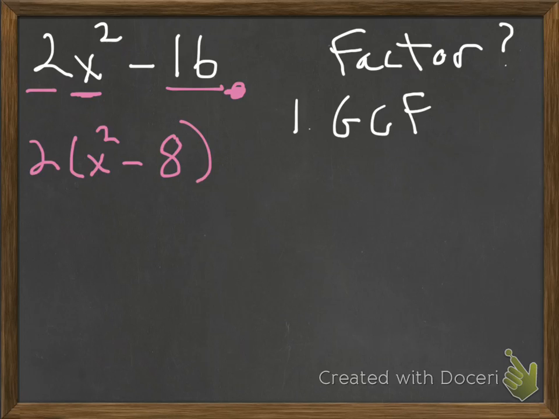Which leaves me with 8 there, of course. So I have 2 times x squared minus 8. Okay, and of course I can double check this. If I just distribute this back in, I would again get 2x squared minus 16. That's just a quick way to know how you're doing that correctly. I'm going to go ahead and erase that though right now, so we don't get confused. So that's back to our original answer, 2 times x squared minus 8.